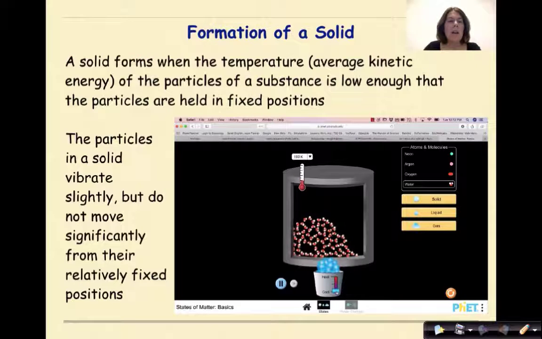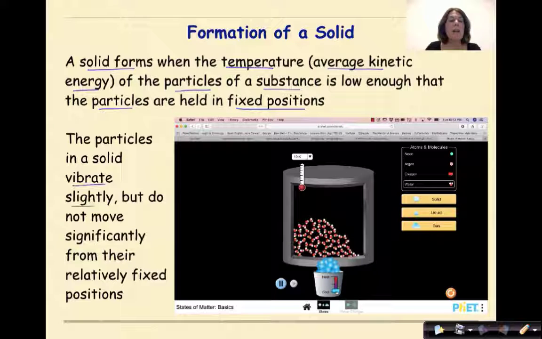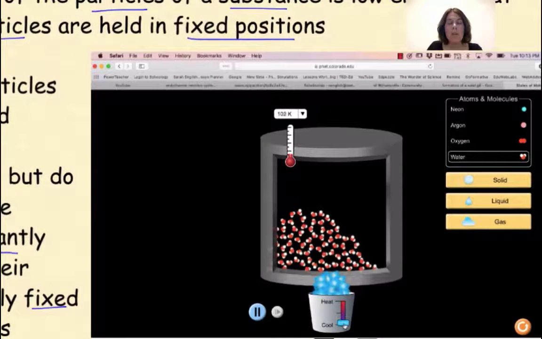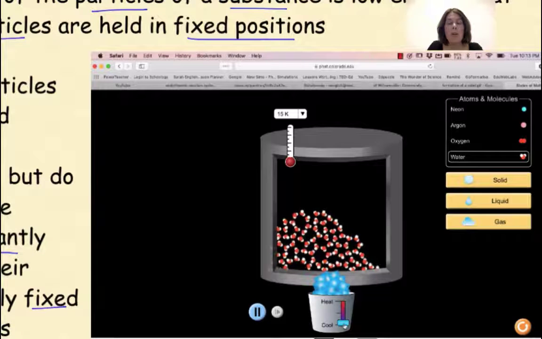Formation of a solid. A solid forms when the temperature, the average kinetic energy of the particles of a substance, is low enough that the particles are held in a fixed position. The particles in a solid vibrate slightly, but do not move significantly from their relatively fixed positions. We can see that in this animation here over to the right. As ice is added and the temperature goes down, we can see the formation of a solid.